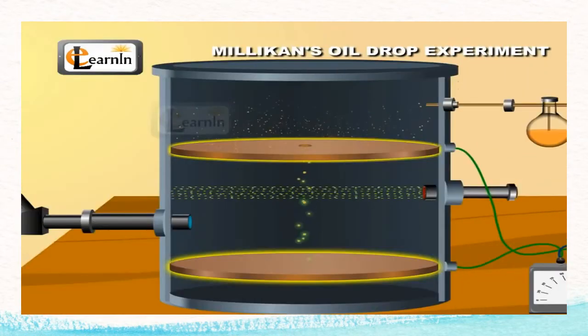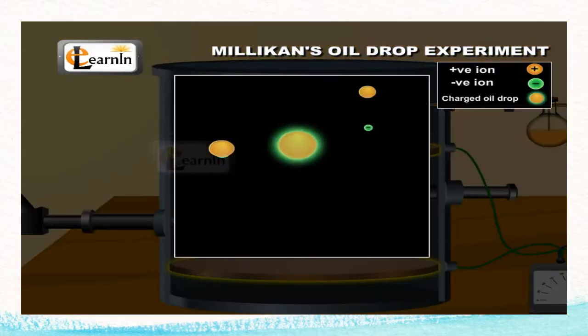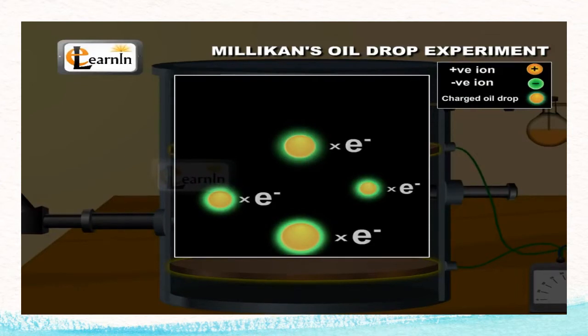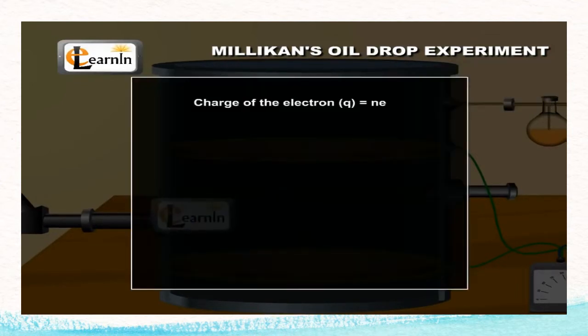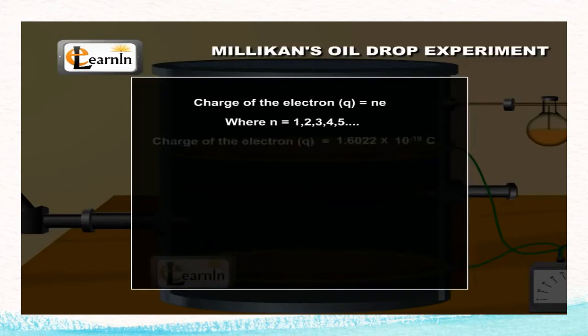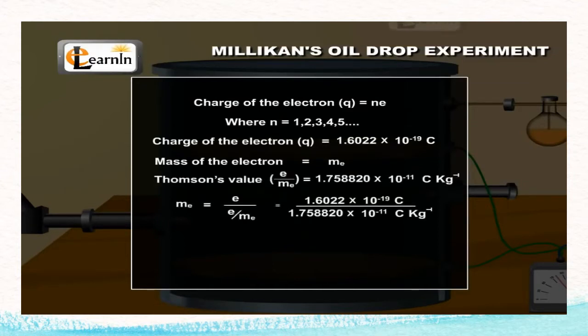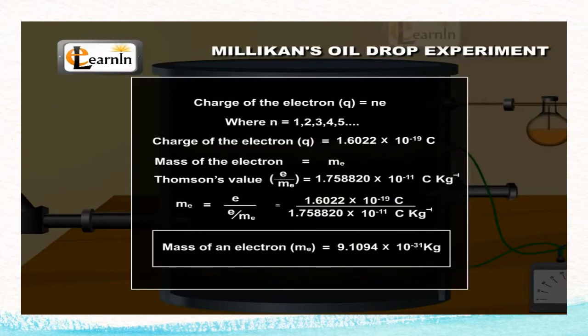With this experiment, he observed that the magnitude of electrical charge Q on the droplets is always a multiple of electrical charge E. That is, Q is equal to NE, where N is equal to 1, 2, 3, and so on. Using the value of charge of the electron, the mass of the electron, ME, was then determined by combining Thomson's value of E by ME ratio. The value shown is the value of the mass of an electron.